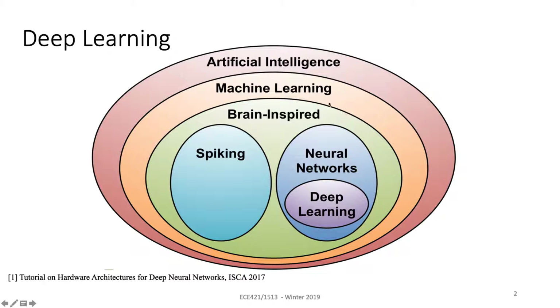So you see that when people refer to AI, normally, or when they are referring to it casually, most of the time, it contains the bag of all machine learning, brain-inspired, neural network, deep learning stuff inside. So that's a very high-level classification. So you go inside, you have ML-based techniques, and then within those, you have either spiking or neural network.